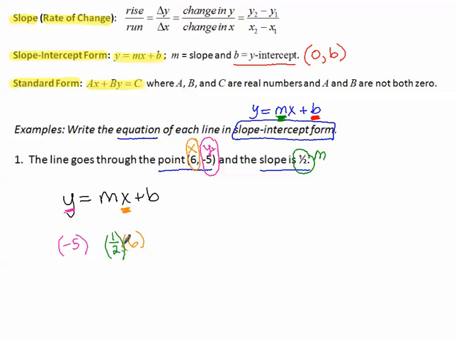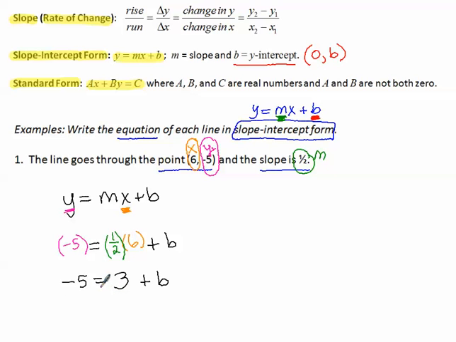When I plug in numbers, I usually put parentheses around them. Then I have equals in between the y and the mx, and then plus b after that. Notice I have an equation where the only unknown is the b. I'm trying to find b, the y-intercept. So I have negative 5 equals 1/2 times 6 is 3, plus b. And now I can get the b by itself by solving this equation.